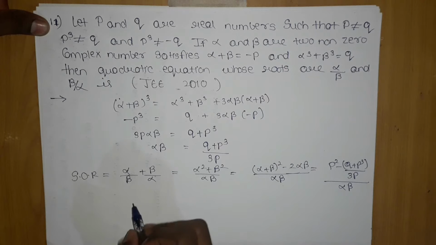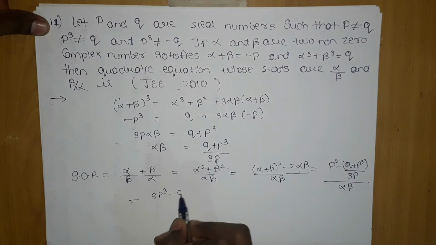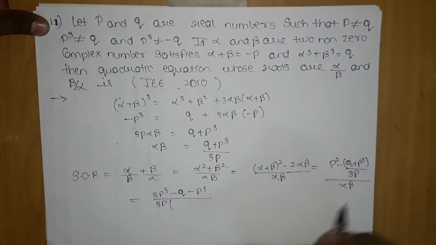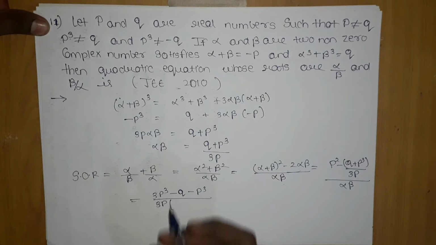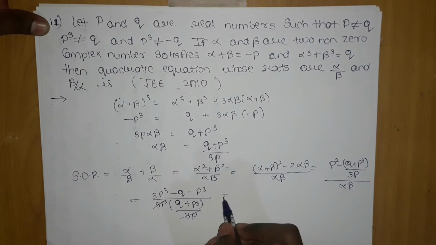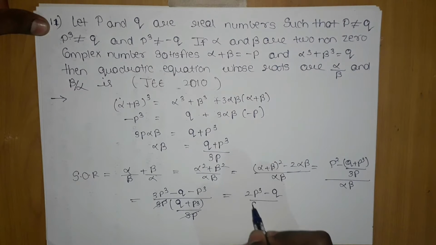Now let's simplify this. It will be 3P cube minus Q minus P cube upon 3P, and if I put this alpha beta value, it will also have 3P, so 3P will cancel out. Q plus P cube upon 3P. This 3P will cancel out, which will give me 2P cube minus Q upon Q plus P cube. Okay guys, so we got the sum of the roots.